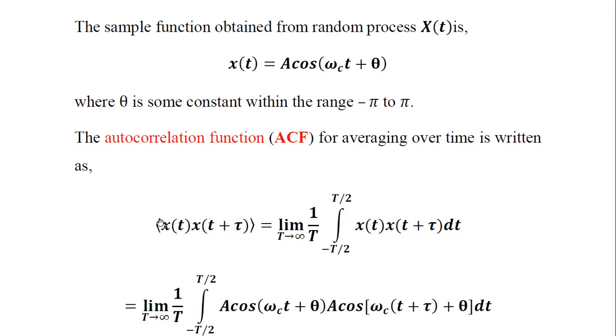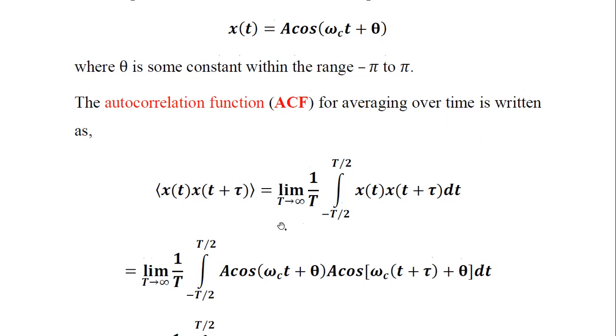Then the averaging over time is indicated by the angular braces placed on both sides. So within the angular braces you find the ACF, and the average is applied over the ACF here. This is equal to the limit as T tends to infinity of 1/T times the integral from −T/2 to +T/2 of x(t) x(t + τ) dt. Therefore the ACF is denoted on the right-hand side within the integral symbol. So this is the integrand.